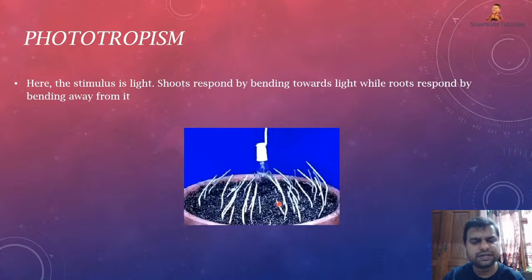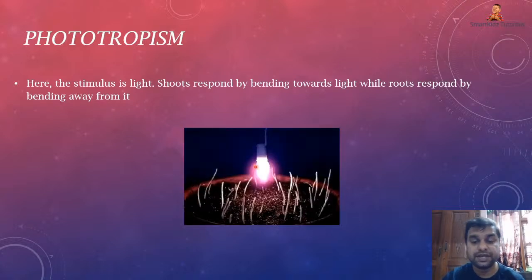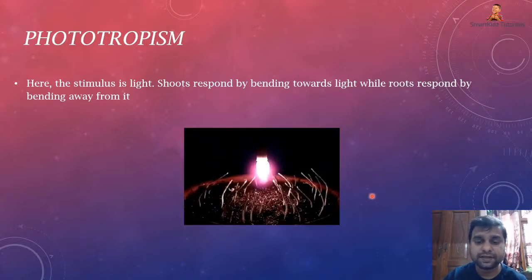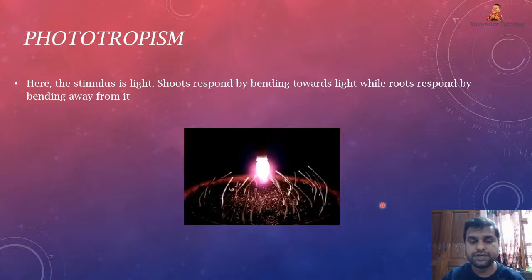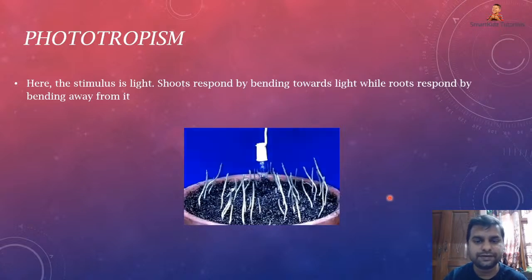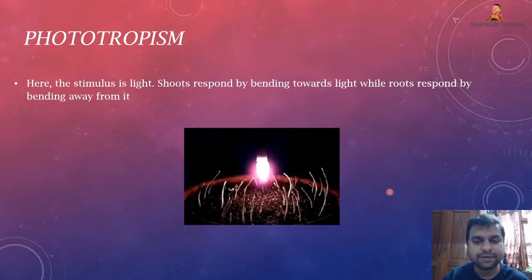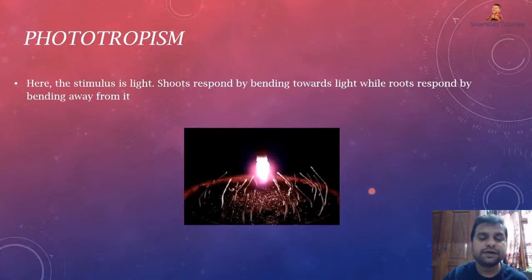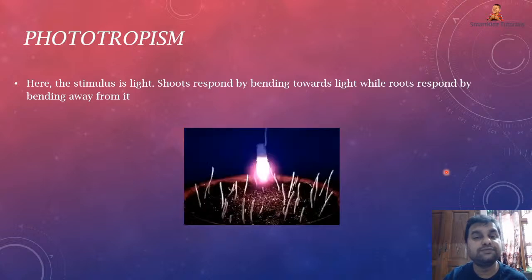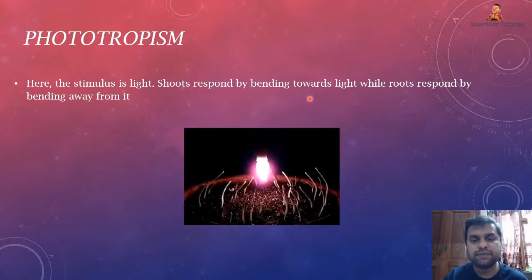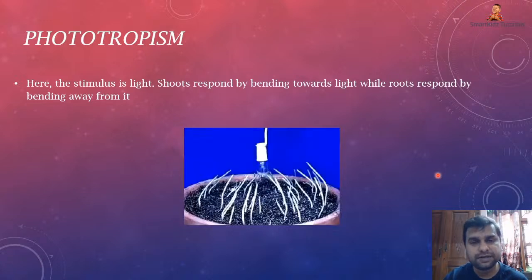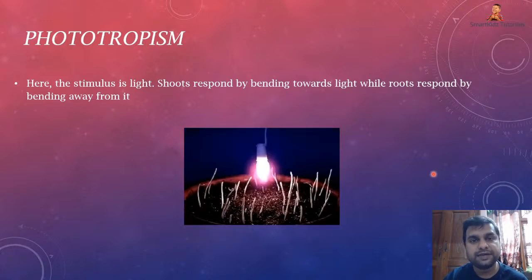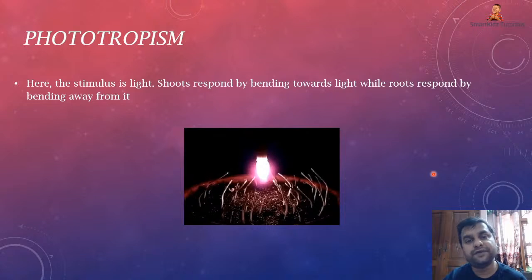What you see over here is in fast forward motion, so you can kind of see it growing, but it's very slow growth. That's how it grows, moving towards light. It appears that there is movement over there. So shoots respond by bending towards light, while roots respond by bending away from it. Roots don't need light, and they are usually under the soil, so they will move away from the light, that is, under the soil.